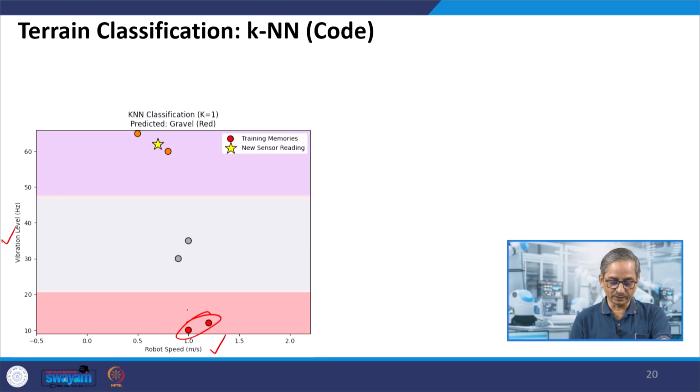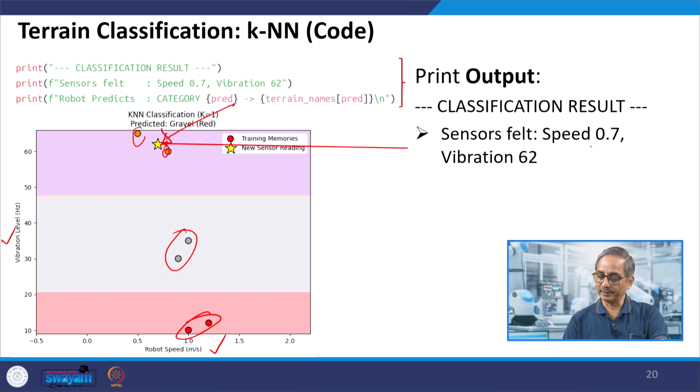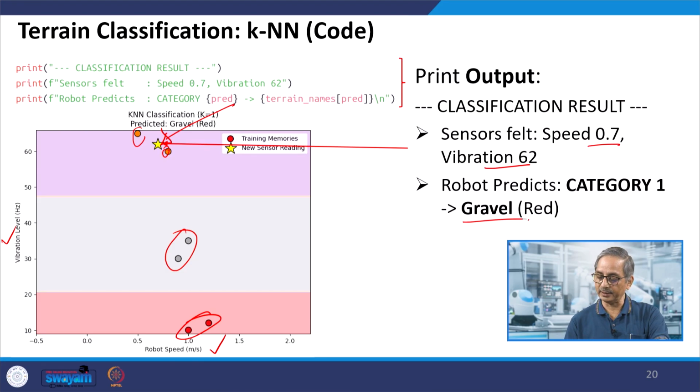So, we have these two data, and these two data. We have a total of 6 data points and this is our test one. For this speed and this vibration level, it will tell us that it is gravel.